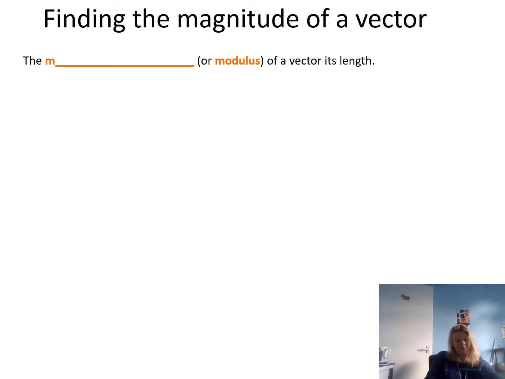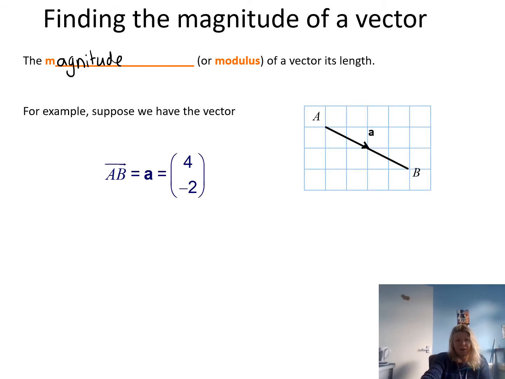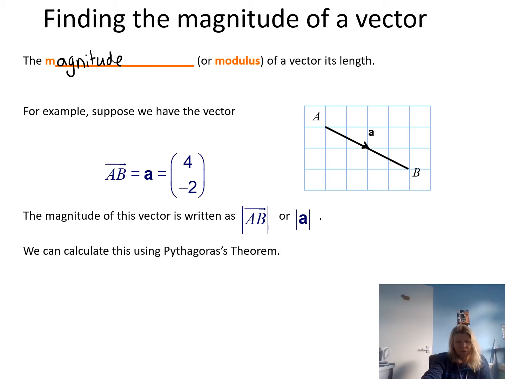That's finding the length of the vector, isn't it? So the magnitude, or modulus, of a vector is its length. For example, suppose we have this vector. The magnitude of a vector is written as that or that. We can calculate this using Pythagoras' theorem. Think of this as two sides here. Not a bad drawing.